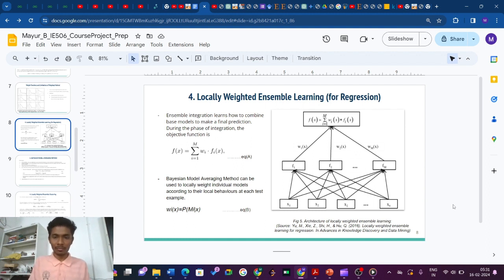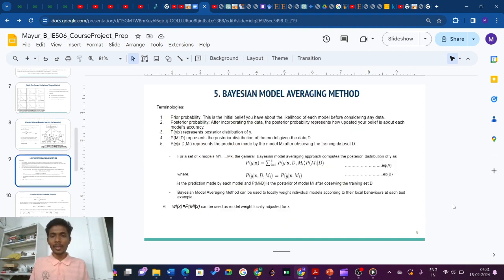If you look at figure 5, you will see the lowest layer consists of all the input data, the middle layer consists of all the base models, and the output of each of these base models has a weightage called wi of x. Now we get the value of this wi of x from the Bayesian model averaging method. So this term wi of x comes from the Bayesian model averaging method.